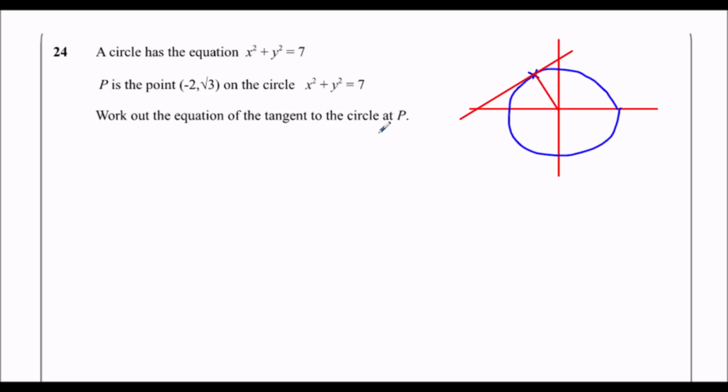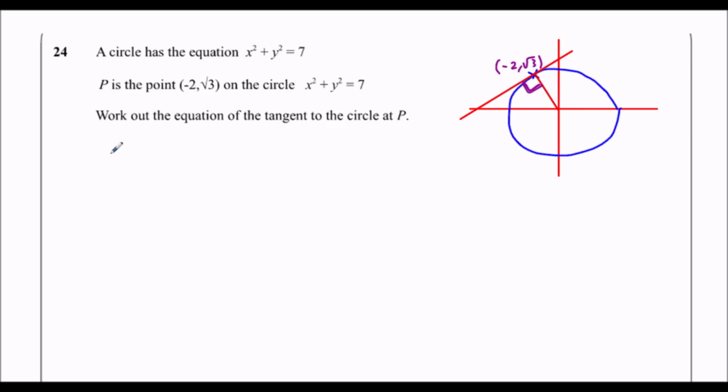So the equation of the tangent at P, which is at (-2, root 3). We can work out the gradient by using the fact that a tangent meets a radius at 90 degrees. So the tangent and the radius are perpendicular lines. So if we work out the gradient of the radius, then we can do the negative reciprocal, flip and minus, to find the gradient of the tangent. So what's the gradient of our radius?